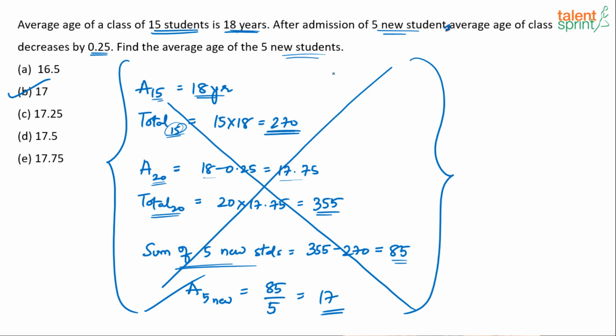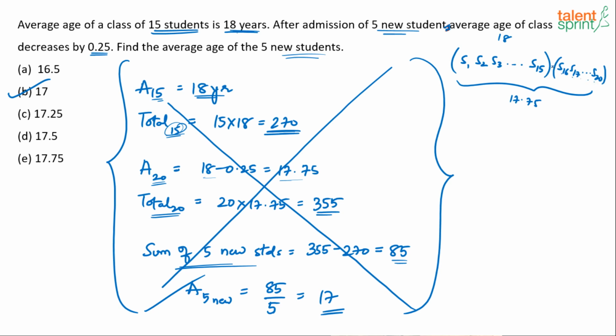But what happened? There were already 15 students, S1, S2, S3 and so on up to S15, in this group. Now 5 more students have come, S16, S17 and so on up to S20. The average of the original group was 18. The average of all these together is 17.75. It reduces by 0.25. So the same concept again, right?